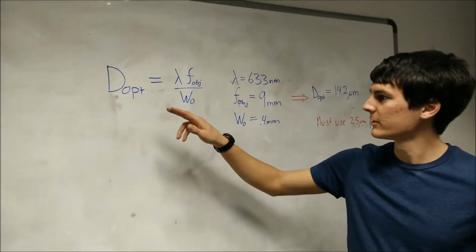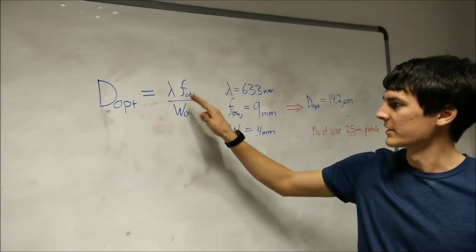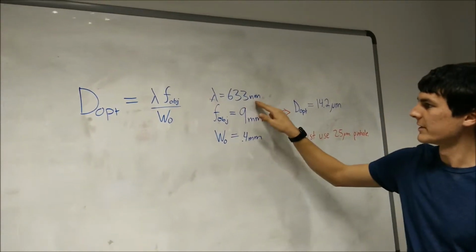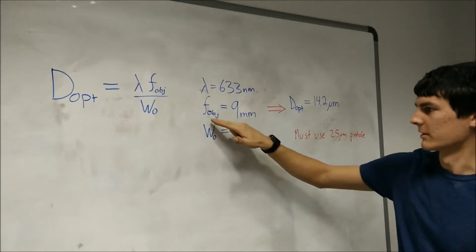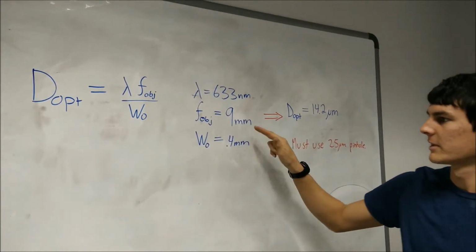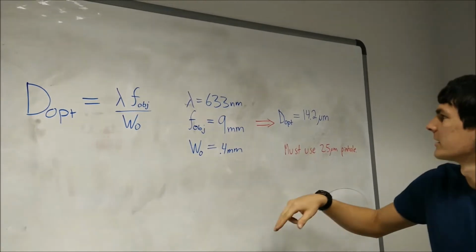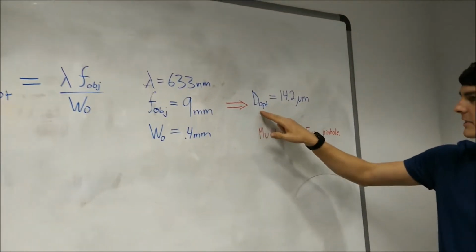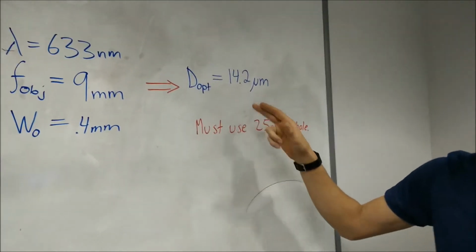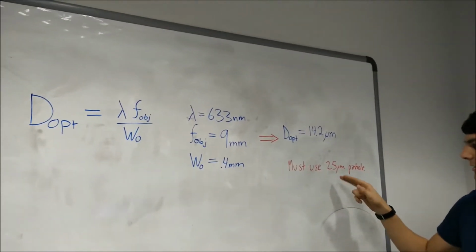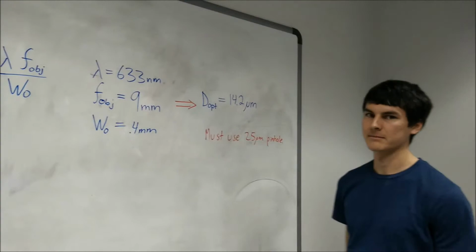When we were choosing our pinhole, we used this equation, d opt equals lambda f objective over w naught. We used 633 nanometers and f objective of 9 millimeters. And our original waist was measured in our last lab to be 0.4 millimeters. So plugging those in, it gave us a d-opt of 14.2 microns. But since we didn't want to lose any optical power, we had to use the 25 micron because the only other one available was a 10 micron.